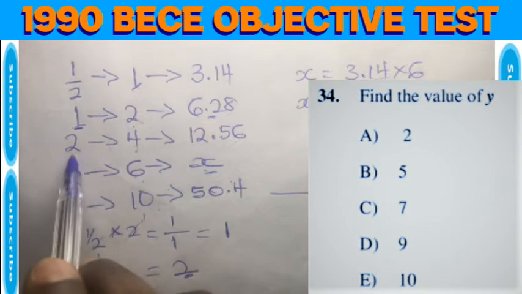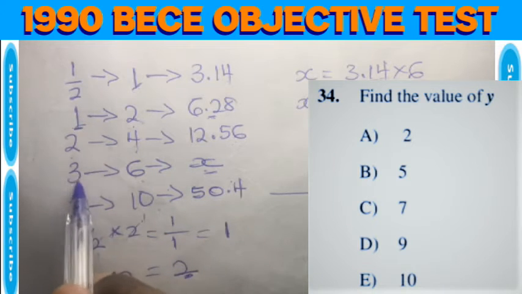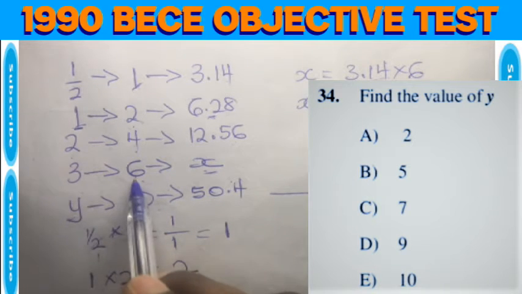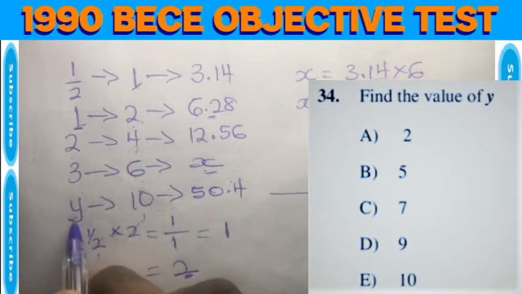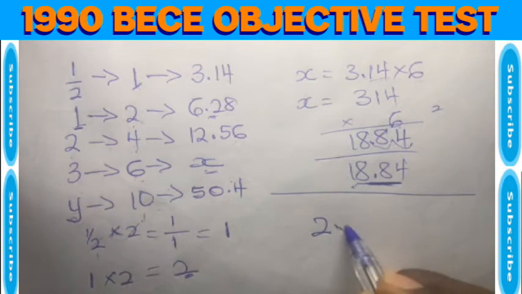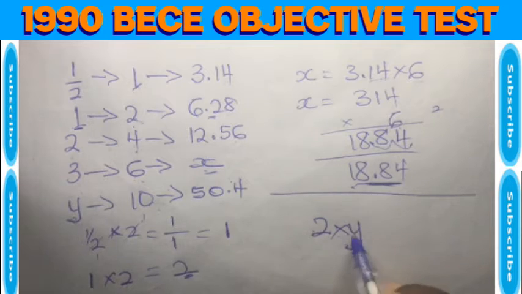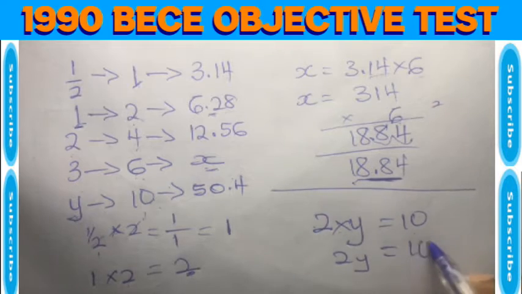So when you take 2 and multiply it by the same constant 2, you have 4. When you take 3, multiply it by the same constant 2, you have 6. So if you take y and multiply it by the same constant 2, you have 10. So 2 multiplies y, the answer will give you 10. So let's find the value of this y. This will give us 2y, and it will be equal to 10.